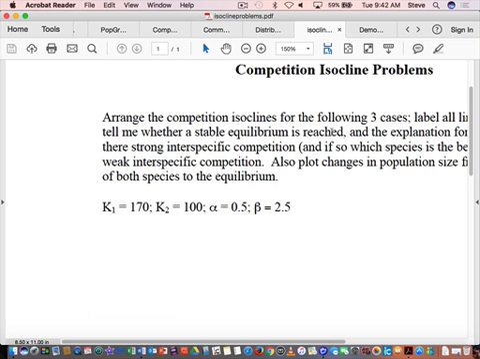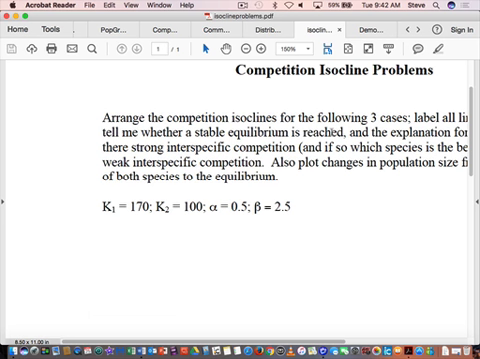Okay, so I don't have a calculator. K1 over alpha. Can somebody do that? K1 170 over, well, I can do that. What's that value? I don't need a calculator to do that. And K2 over beta is 100 over 2.5, which is 40.